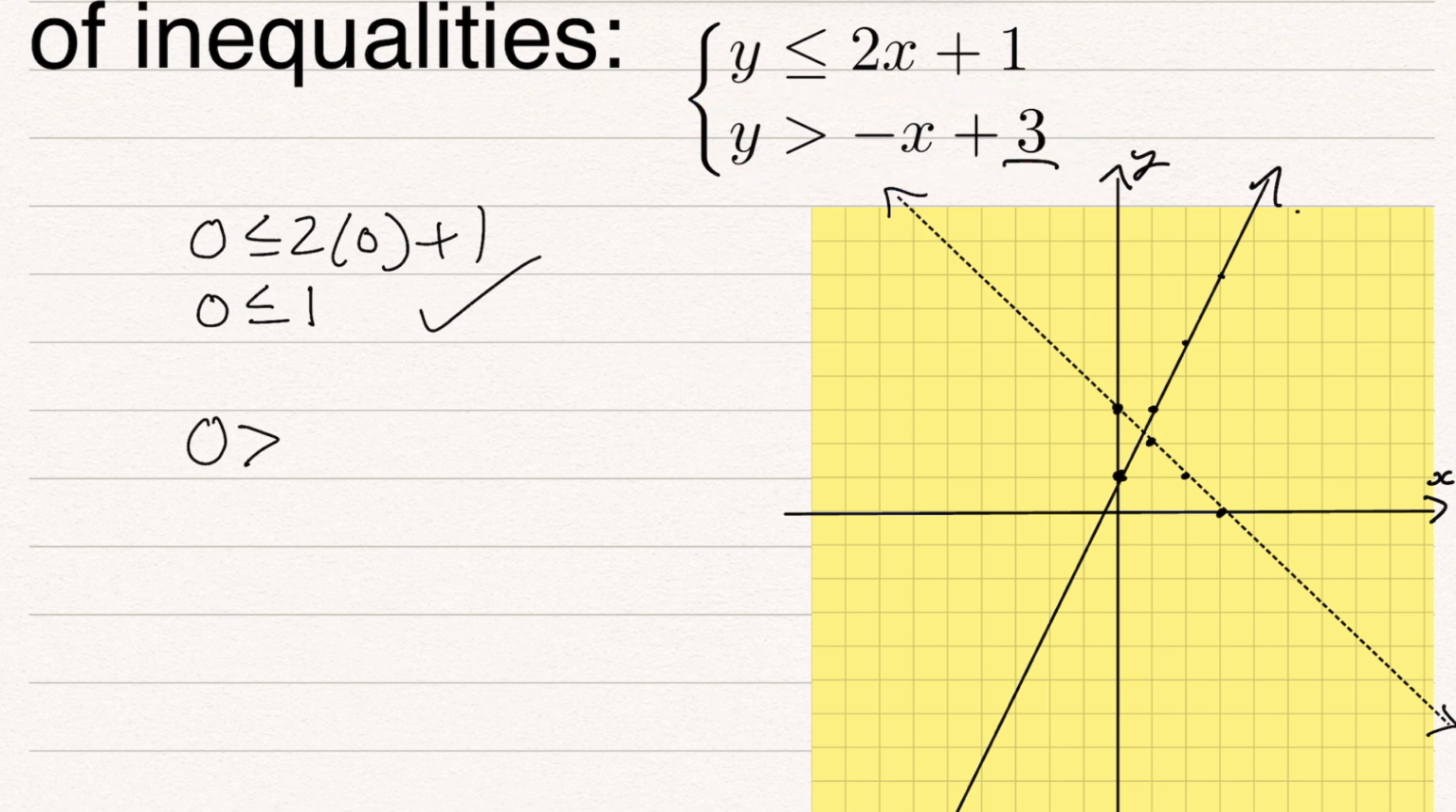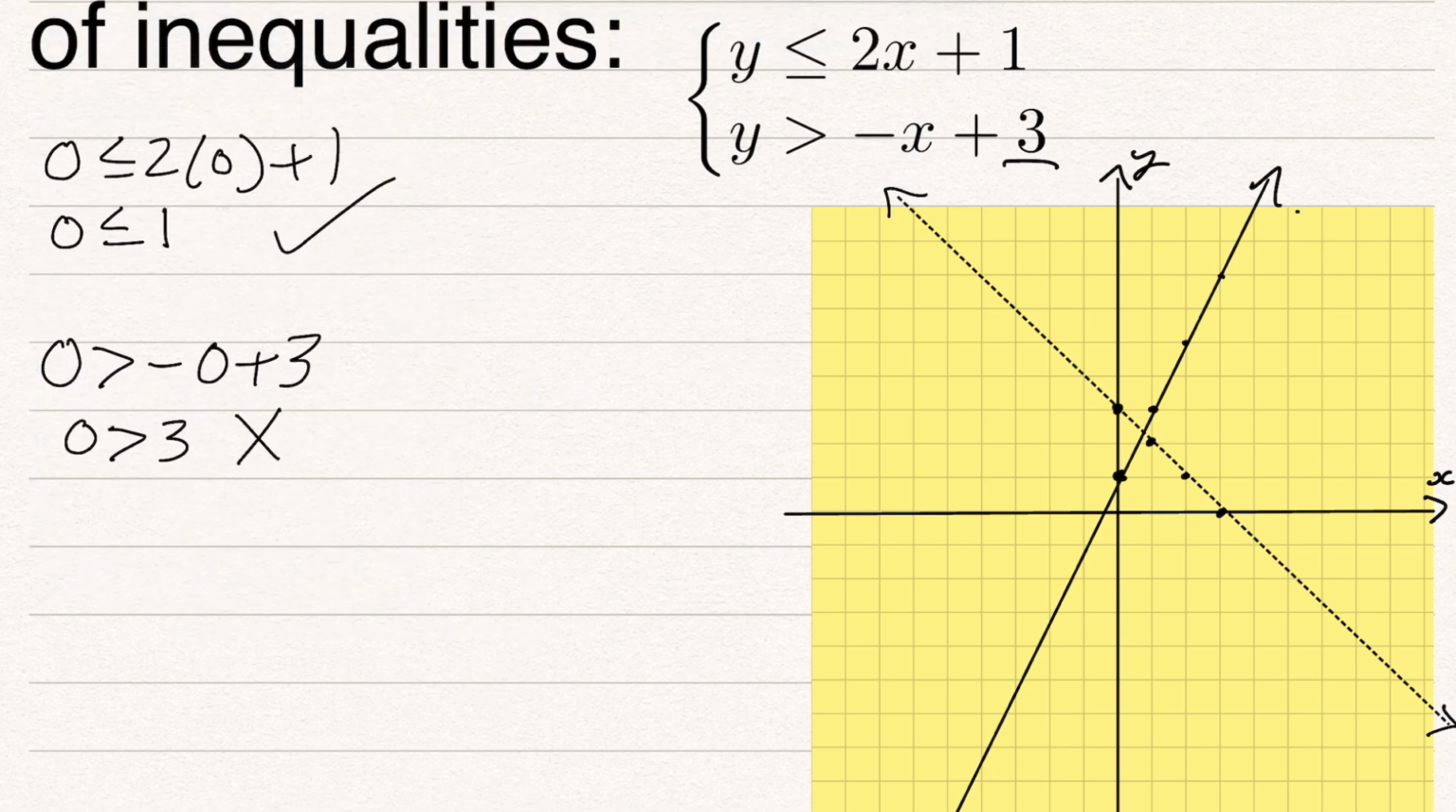Now let's plug it into this one. Is 0 greater than negative 0 plus 3? Well, 0 is not greater than 3. So that means this section did not check out. But it does tell us something. We were on the right side of the solid line. This line we need to be below. Where else would we be below this line, but not below this line? That'd be over here. We're now below this line, but a bit above this line. So let's test a point there. Let's pick 2, 3 right here. I'm going to move our previous test point over.